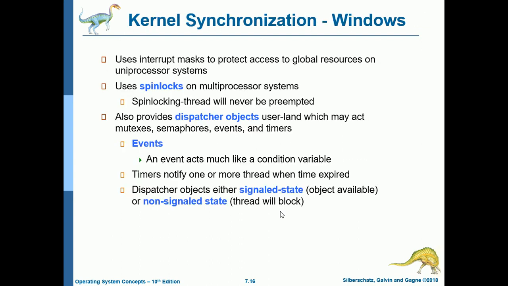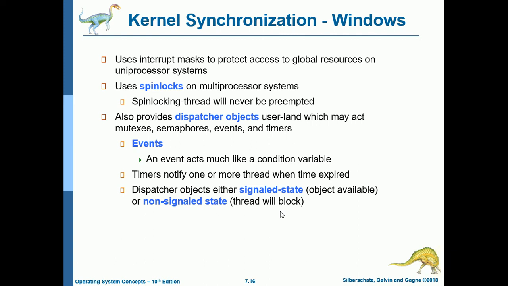So next we have kernel synchronization for Windows. It uses interrupt masks to protect access to global resources on uniprocessor systems. It uses spin locks on multiprocessor systems, so a spin-locking thread will never be preempted. It also provides dispatcher objects, which may act as mutexes, semaphores, events, and timers. An event acts much like a condition variable. Timers notify one or more threads when time has expired.